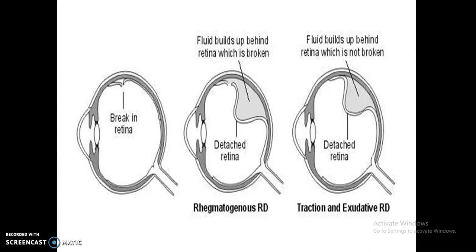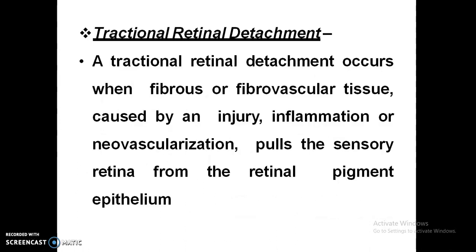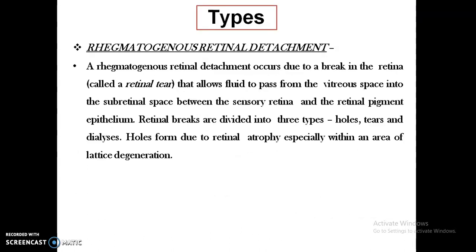And in the traction or exudative type, there is a collection of fluid behind the retina which is not broken. It is like a balloon filled with water, where there will be some amount of traction. That is the traction or exudative type. And once there is a tear in the balloon, there will be some traction and some amount of fluid leaking also. That is the rhegmatogenous type. Simply we can understand it through that. So we can discuss one by one. One is the rhegmatogenous retinal detachment.